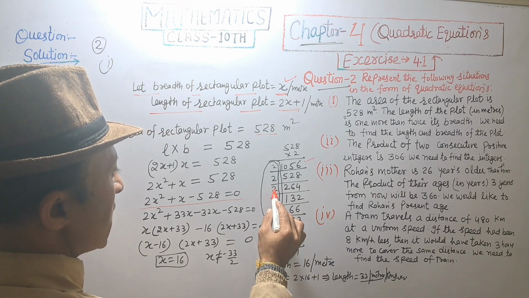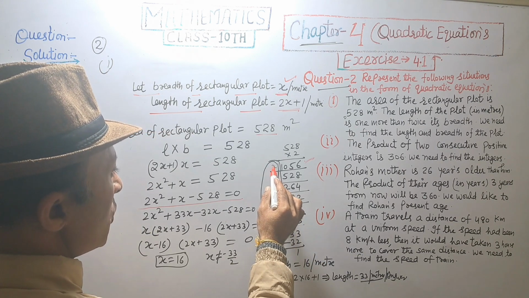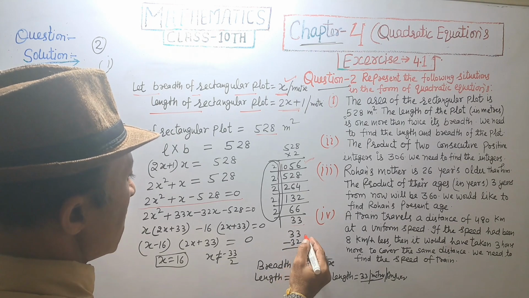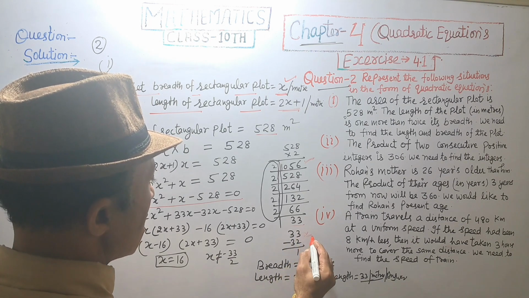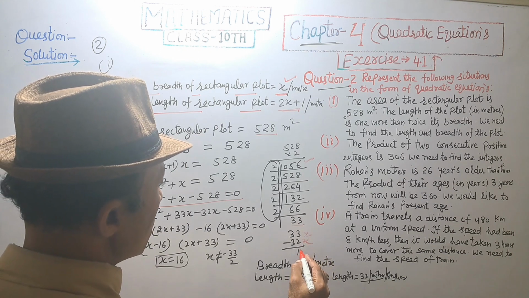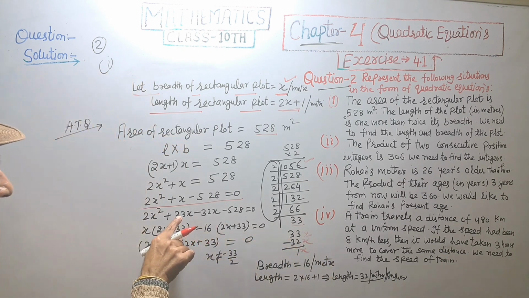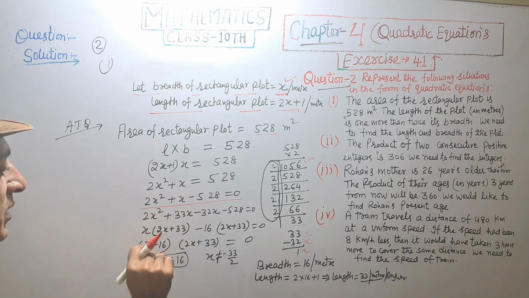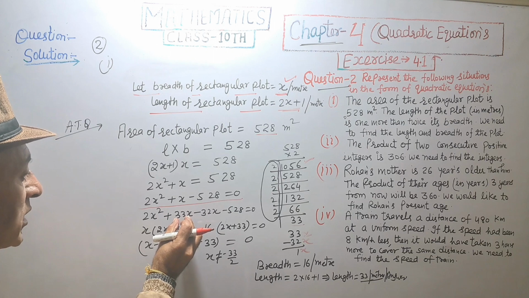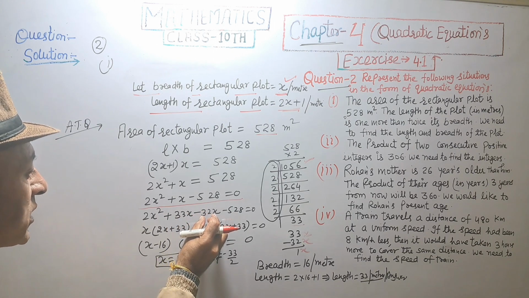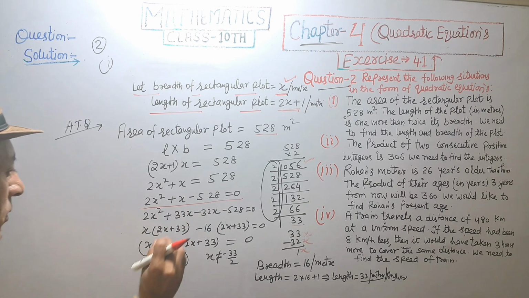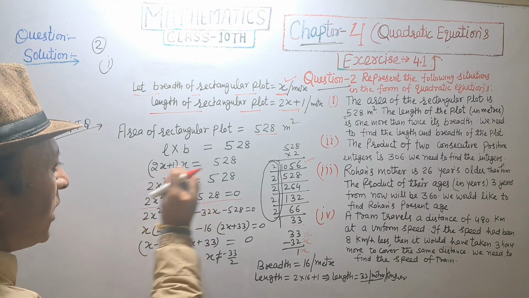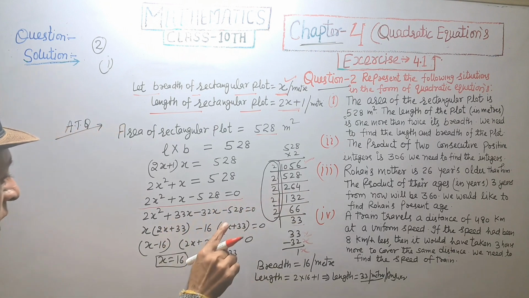2 2s are 4, 2 4s are 8, 2 8s are 16, 2 16s are 32, and 33 minus 32 is equal to 1. So 33x minus 32x is equal to 1x, and we want to find positive x, 1x. So 33x minus 32x is positive x, and the product of 33x and 32x will be 1056x square.